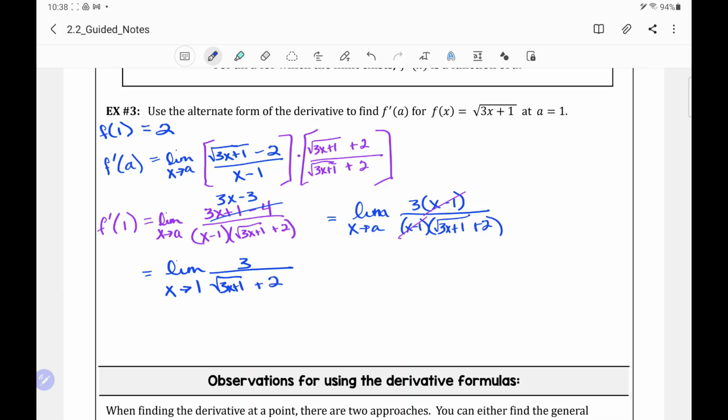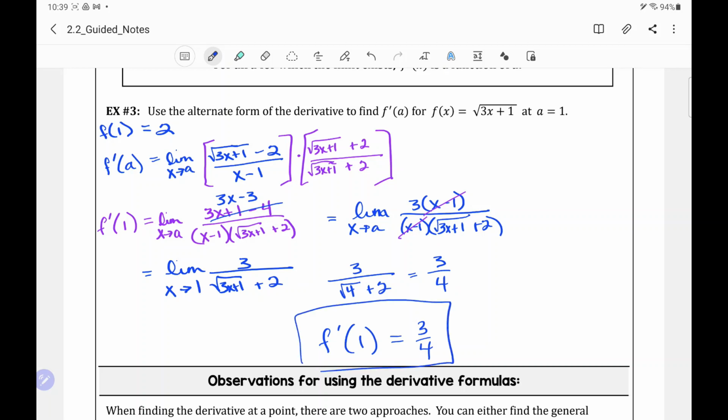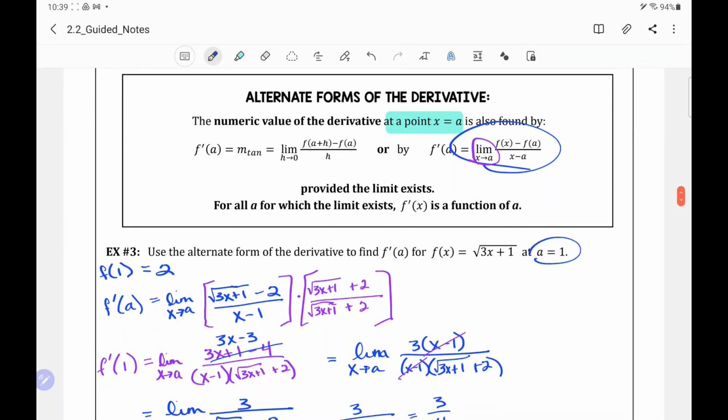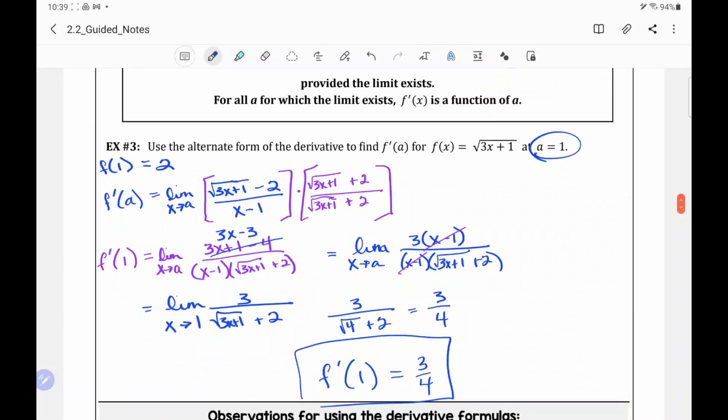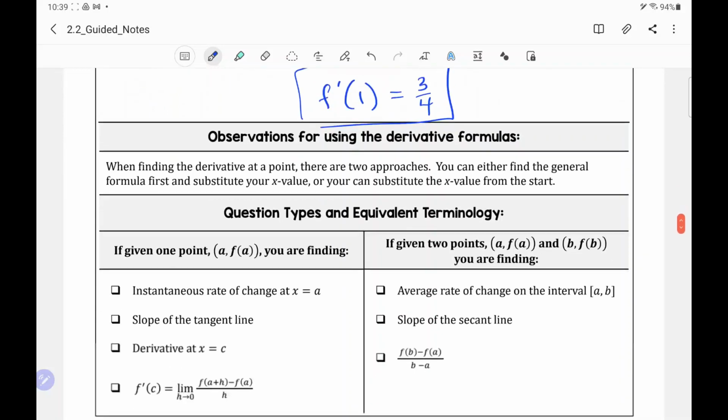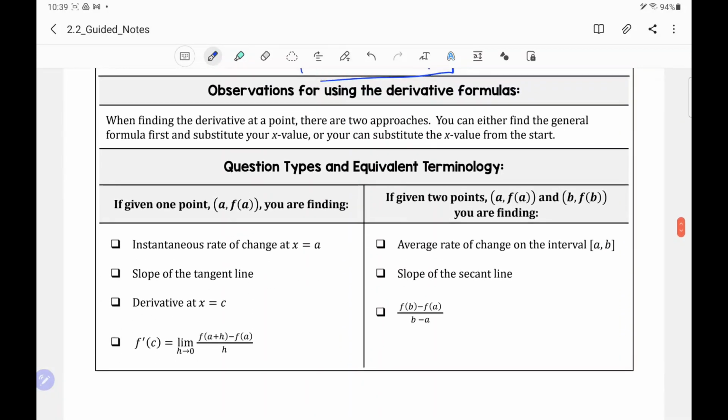And now I can plug in, right? I can plug this in, and we know it's 3 over the square root of 4 plus 2. The square root of 4 is 2. It's 3/4. So I can now state clearly that f prime of 1 equals 3/4. Right? Okay. So that was the benefit of having an exact point. You can work it out a little bit more easily because you don't have to have all the x plus h's and stuff. So here's some more notes.